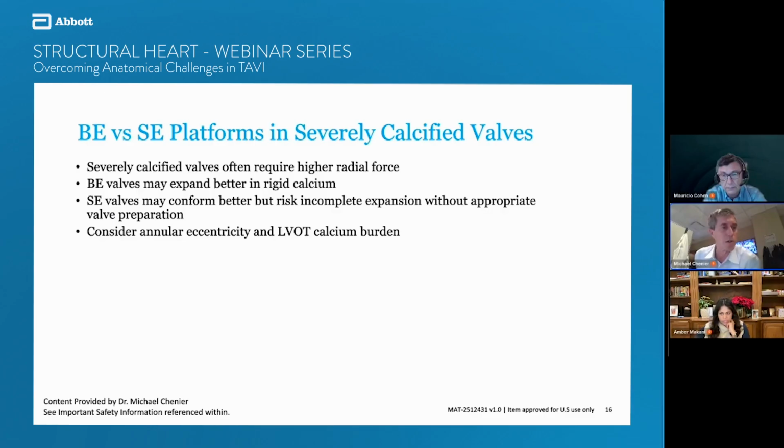As we all know, balloon expandable valves do expand better. Self-expanding valves don't expand quite as well with as much force, obviously, but they can conform in a safer fashion. And then if we're appropriately prepping those valves with an appropriate system for delivery, then we're providing those patients with the safest outcome we can. Go next, please.